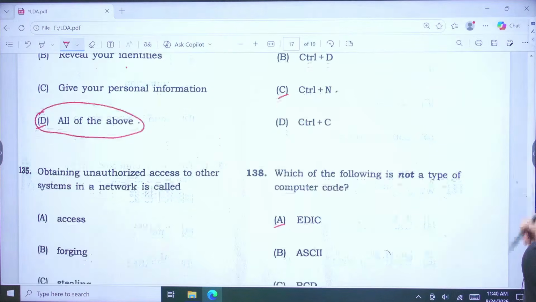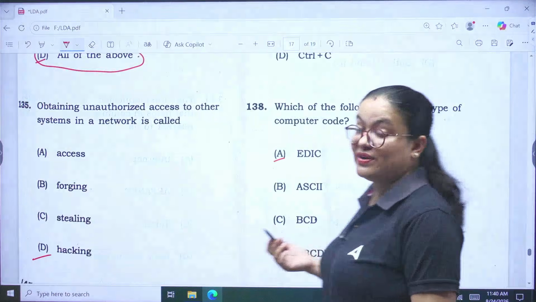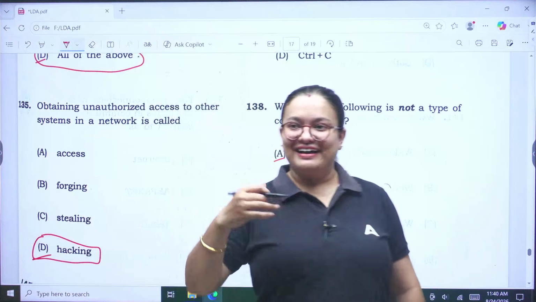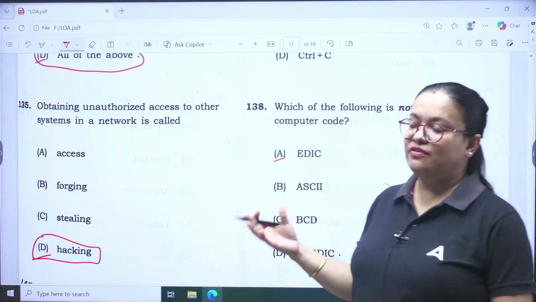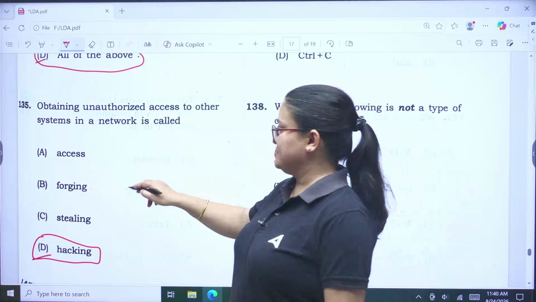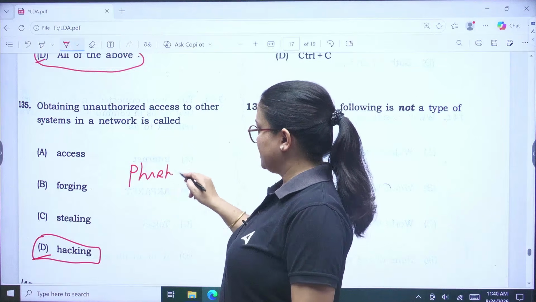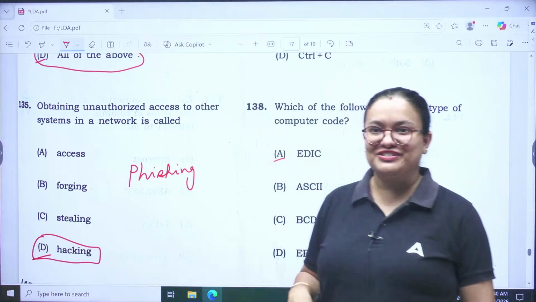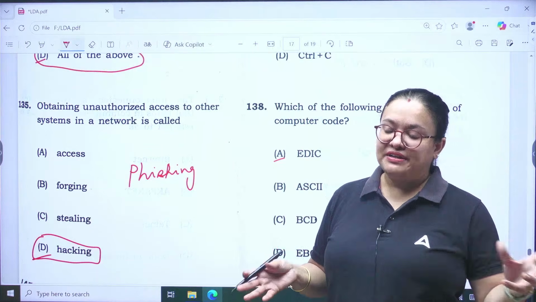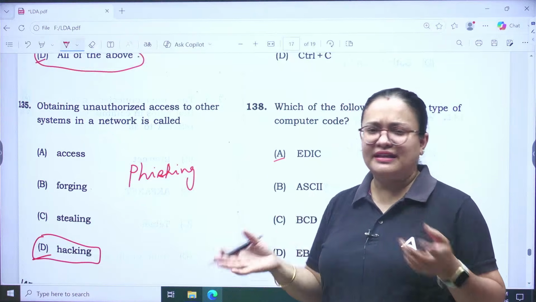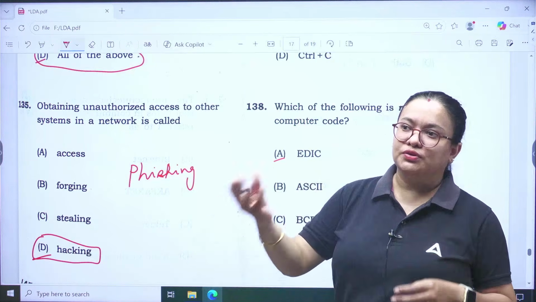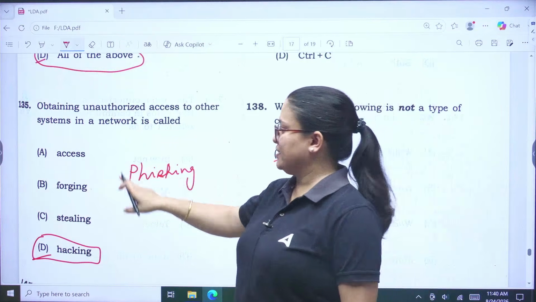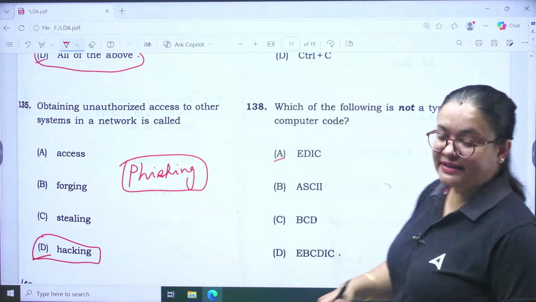Obtaining unauthorized access to other systems in a network is called... So yes, what I was saying about hacking. This is known as hacking. I have hacked someone's account. That is known as hacking, while phishing is one more word which comes in your exam. Whenever we say phishing, it is not like going for catching a fish. Phishing is like hacking only. Someone is trying to know our personal information, like card details, to take our money. That is known as phishing. This is also one thing that comes up in your exam. Next question.